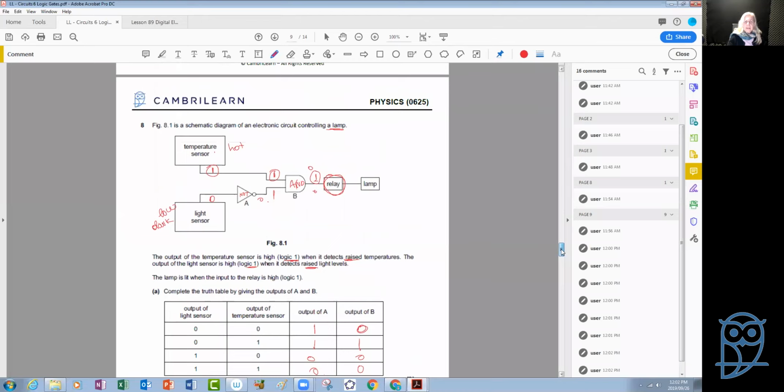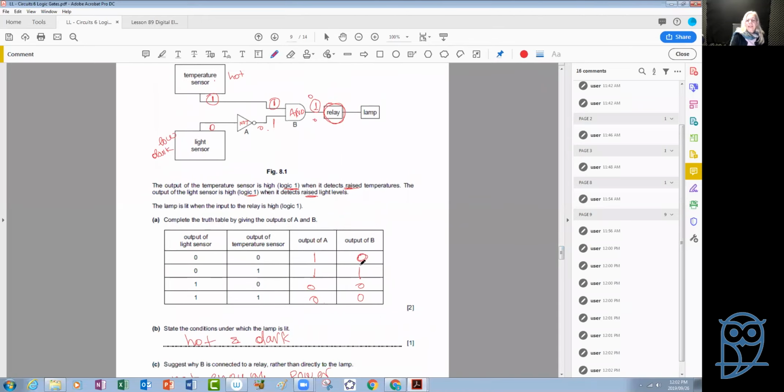The most complex part here was to do all these combinations without getting confused about what happens if this is 1 and this is 0. Okay, so I hope it made sense.